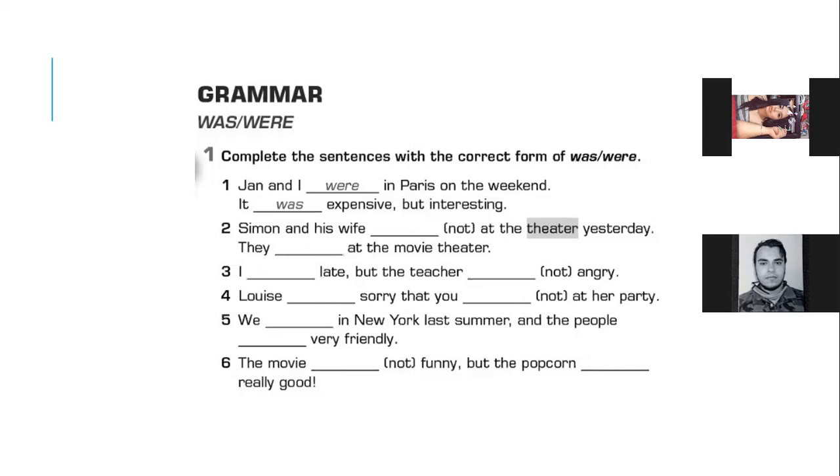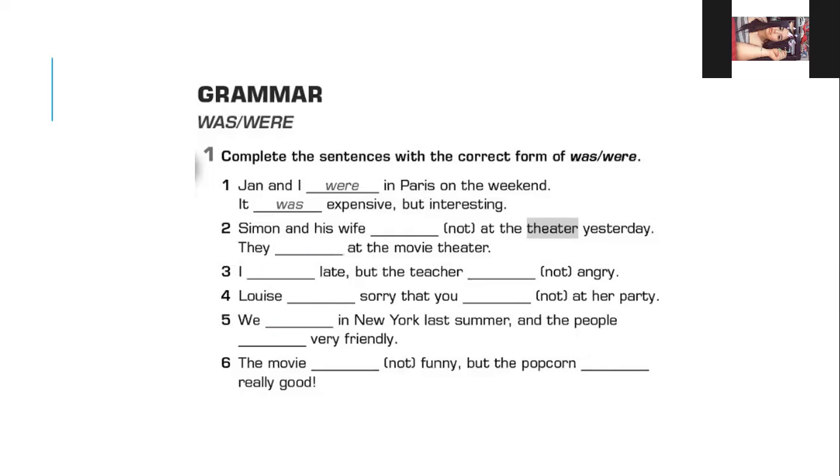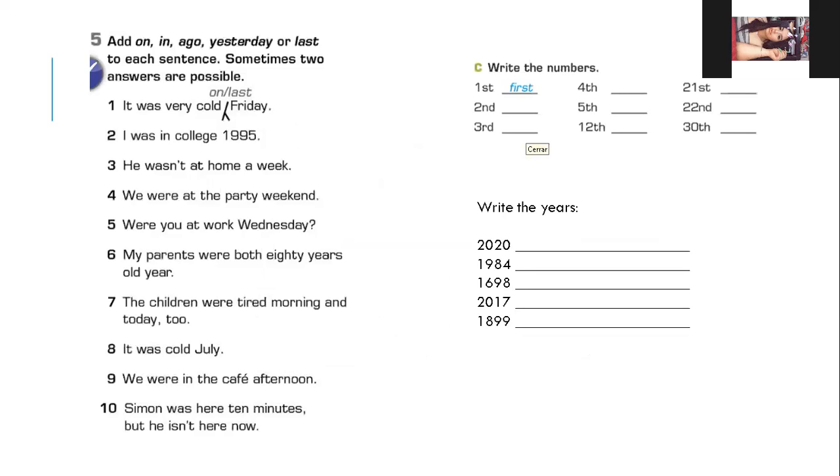Thank you. Okay, so another topic we saw during this unit was the prepositions on, in, ago, yesterday, and last to refer to situations in the past. For example, it was very cold last Friday or on Friday. Entonces puede ser o una o la otra. Number 2, I was in college and then 1995. ¿Qué me falta en esta oración?